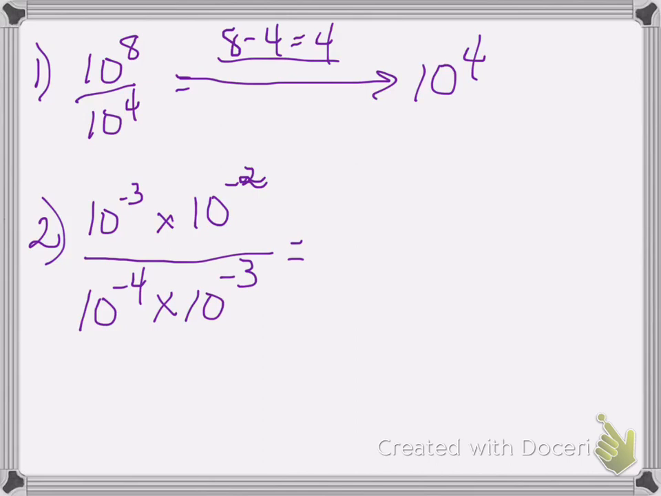In the second problem, we have a couple of calculations to do. We've got to multiply 10 to the negative 3 times 10 to the negative 2 and divide that by 10 to the negative 4 times 10 to the negative 3. So what I'm going to do is multiply the numerator by itself and multiply the denominator by itself first. So anytime we multiply, we can just add the exponents. So on the top, on the numerator, it's going to be minus 3 plus a minus 2. So a minus 3 plus a minus 2 is a minus 5.